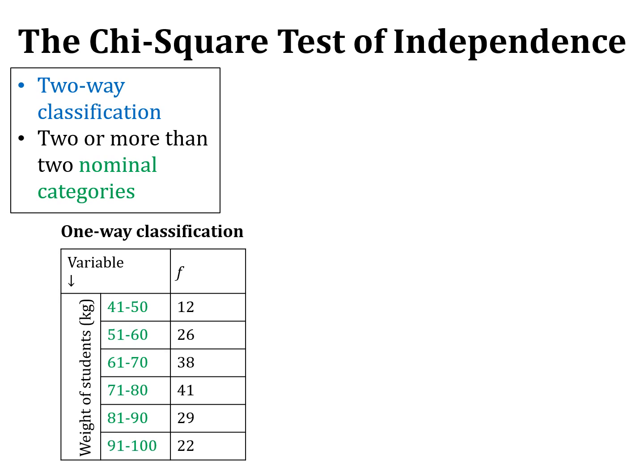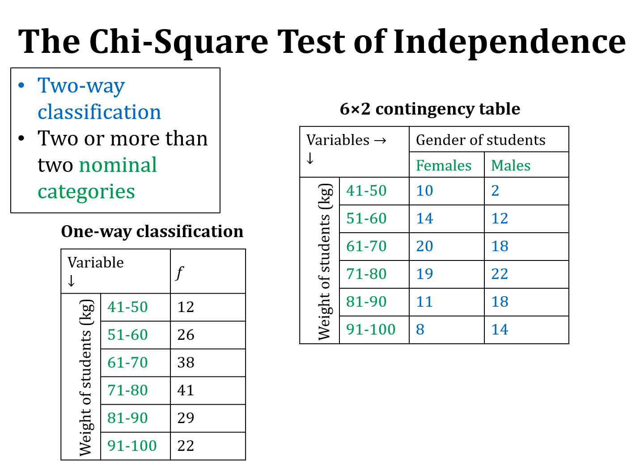So what if we add another variable? Because this table has got only one variable, and that variable is the weight of students. So what if we add another variable to this classification? So it will become a two-way classification. And if we add another variable, which is the gender of students, so now we have two variables. The gender of students is presented in columns, and it has two categories, females and males.